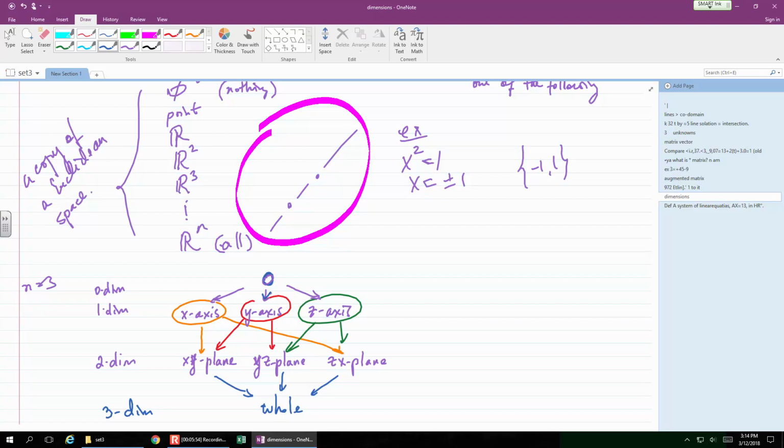Okay, but if you take four-dimensional space, n is equal to 4. You start with 0, and then you have 4 axes. How many planes?